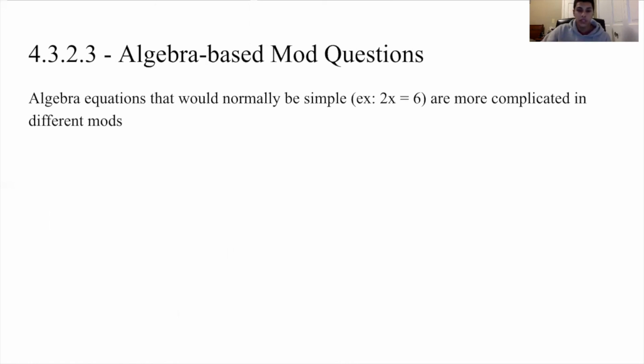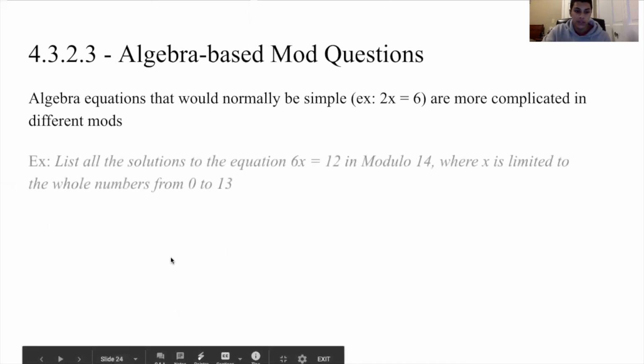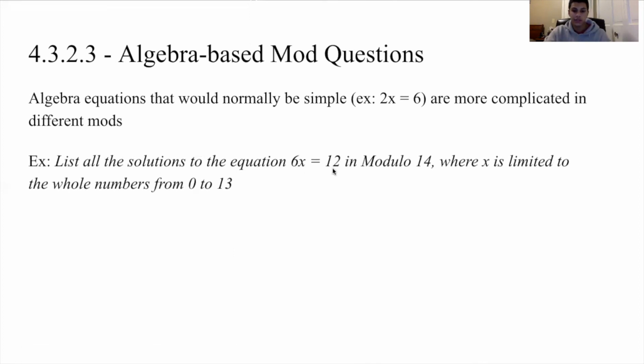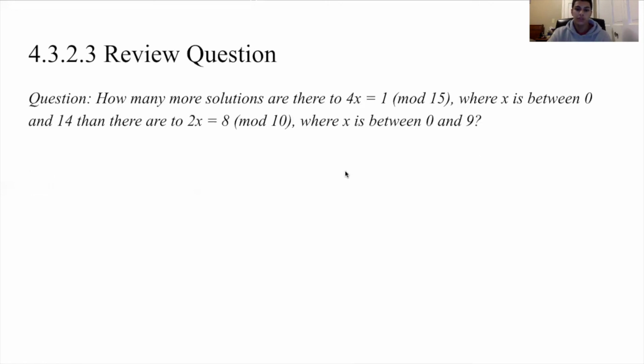Then we talked about algebra-based mod questions, where I was talking about how there are multiple answers to an algebra question where you have to find a variable in different mods. So an example question would be, list all the solutions to the equation 6x equals 12 in mod 14, where x is limited to the whole numbers from 0 to 13. And the way you'd go about finding these answers is figuring out what 6x, or whatever is on that side of the equation, could equal that would simplify to 12 in whatever mod you're talking about, or mod 14. And then we did a review question where we found that there were 2 more solutions to 4x equals 1 in mod 15 than 2x equals 8 in mod 10, with the proper restraint for x.